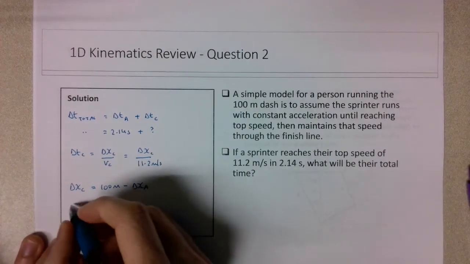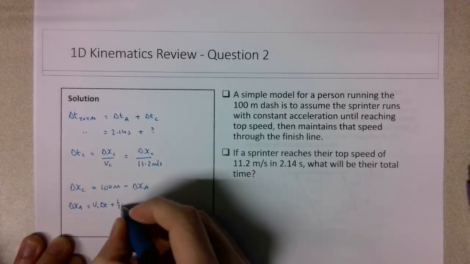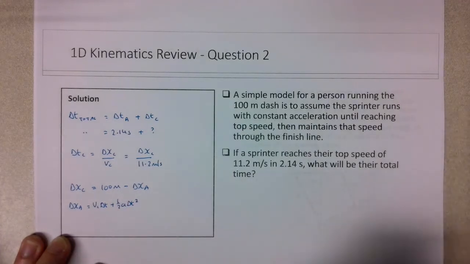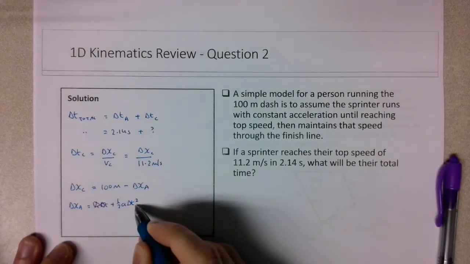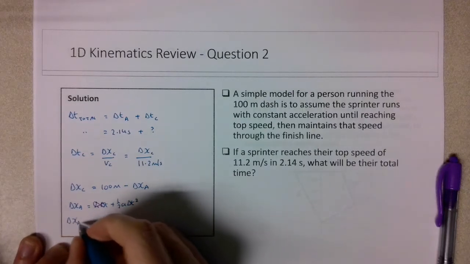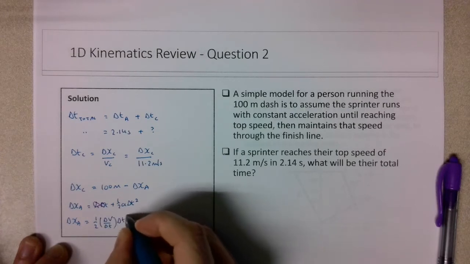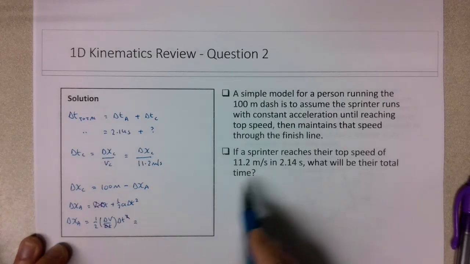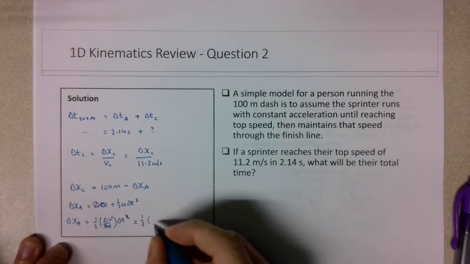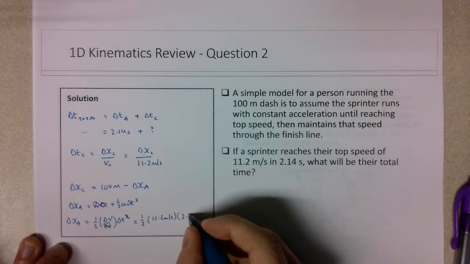The delta x for the accelerated phase is vi delta t plus 1/2 a delta t squared. But we're going to assume the sprinter starts from rest, so it's just 1/2 a of the accelerated phase times delta t squared. Here a is delta v over delta t, times the same delta t squared, so we can get rid of those delta t's. Since it's going from rest to 11.2, this will be 1/2 of 11.2 meters per second, their change in velocity, over 2.14 seconds.